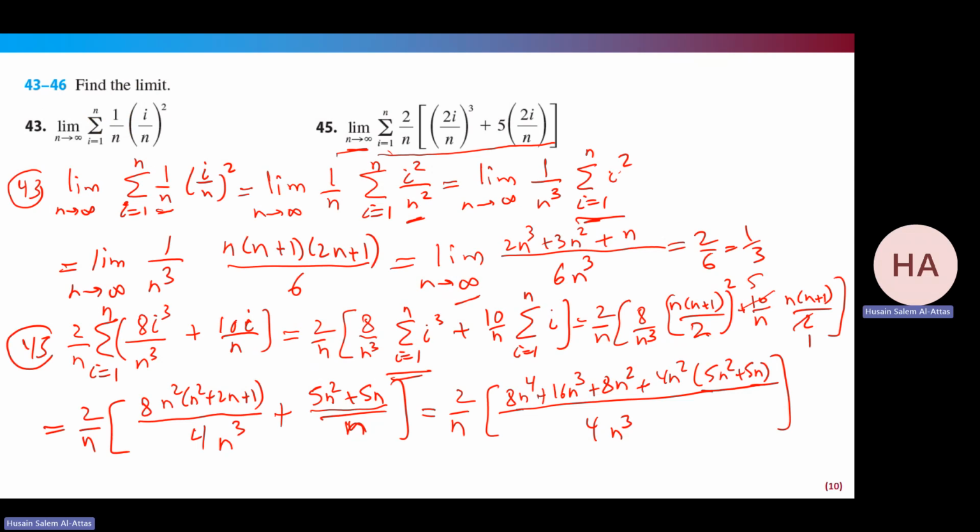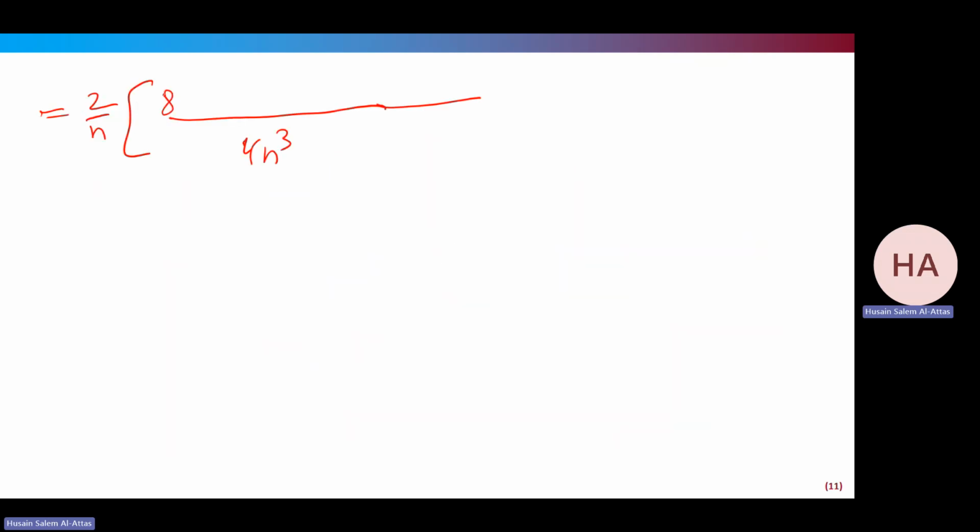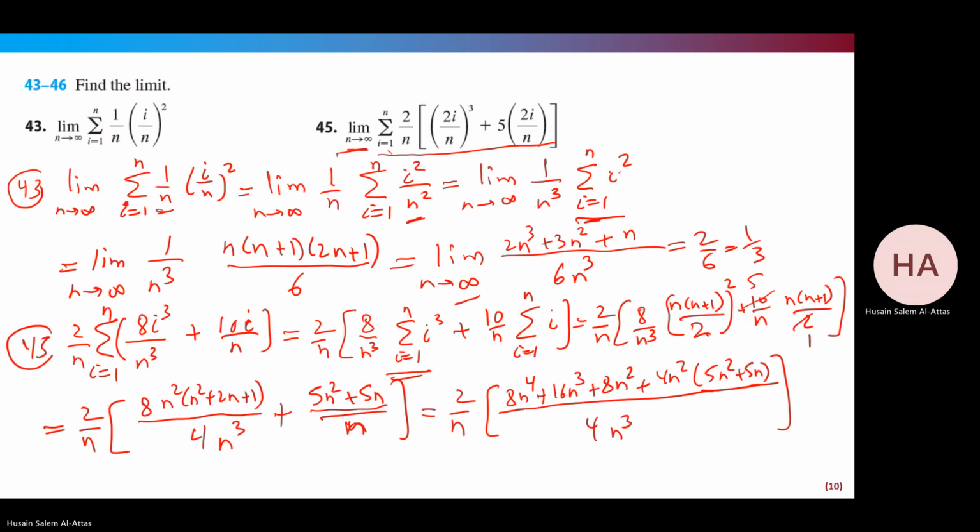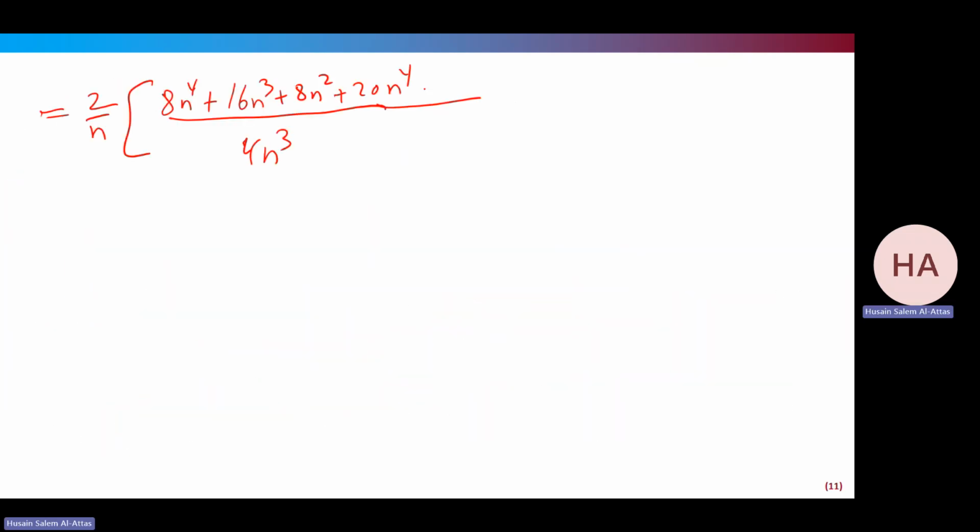So my answer will be 2 over n. Downstairs, I have 4n cubed. In the numerator, I have 8n to the power 4 plus 16n cubed plus 8n squared. Now multiplying 4n squared with this, plus 20n to the power 4. I have plus 20n cubed.